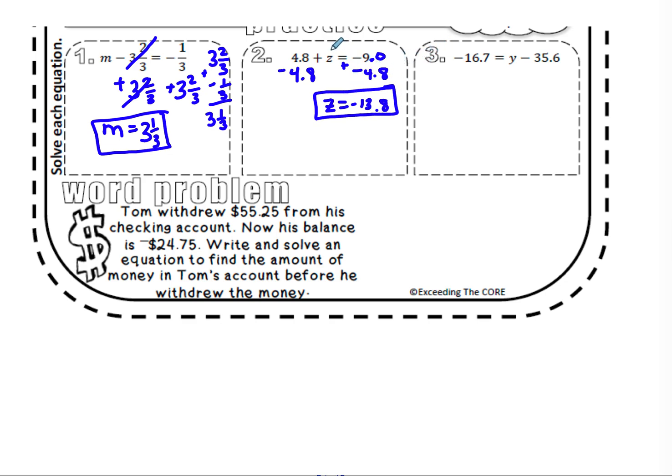To check it, I would put it back in. 4 and 8/10 plus negative 13 and 8/10 equals a negative 9.